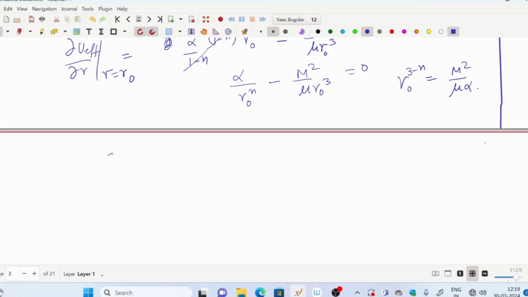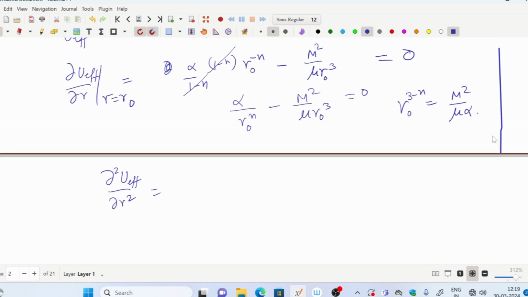Now we have to see whether this is a minima or maxima. That means we have to apply the second derivative to this and check whether the second derivative at that point is greater than 0 or not. So, let us differentiate this. Let us find del 2 U effective by del r square first, and then I will put r equal to r0.